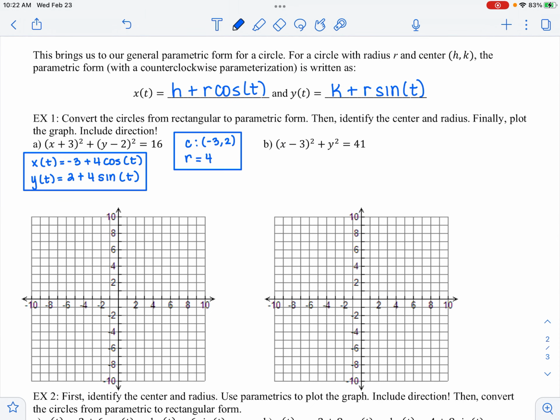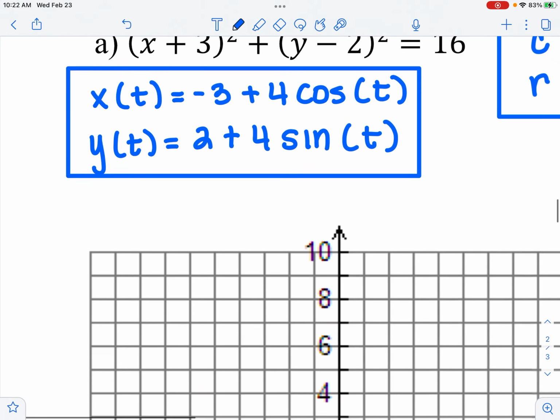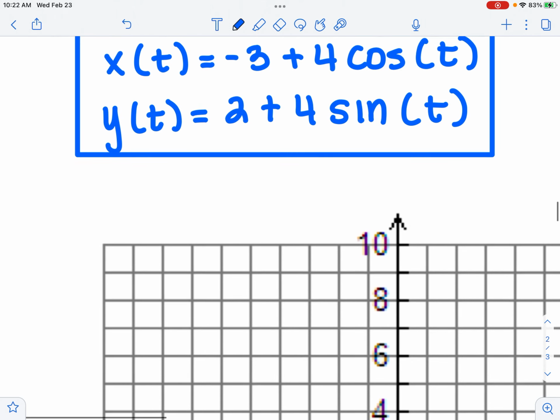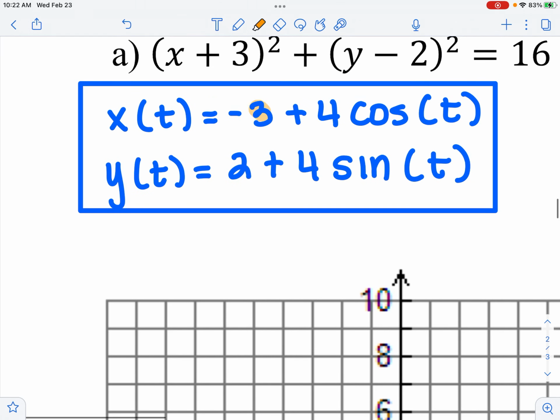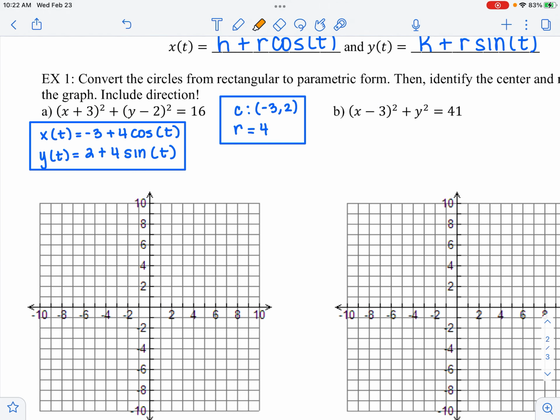But that's why we're actually doing this. So now we can graph it. You can look at this and graph it. You can say the center is negative 3, 2, and the radius is 4. Or you can look at what you wrote down already, where the center is negative 3, 2, and the radius is 4. So let's go ahead and graph that.